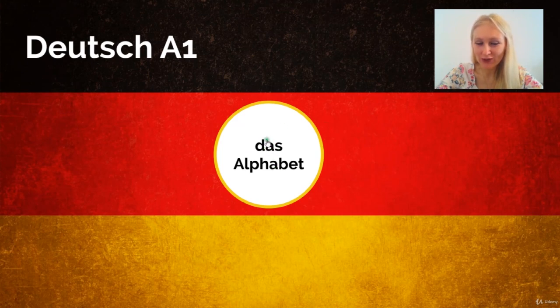Okay, this is the neutral article, which is the English the. The difference in German is just that we have three different articles, thus three different genders for nouns. Okay, and das is the neutral one. So it's good to get used to that right from the beginning and also learn the articles that belong to each noun. Because later on you will see how important that is in the German grammar to know the gender of each noun. Okay, so das Alphabet.